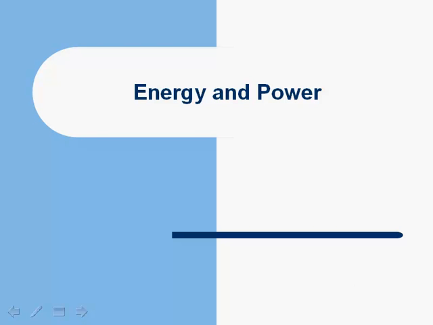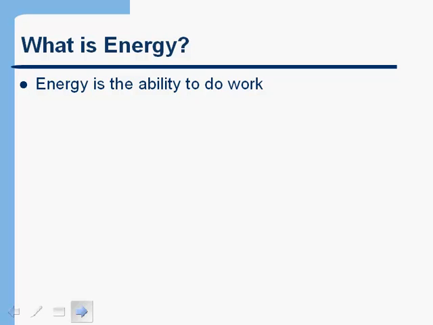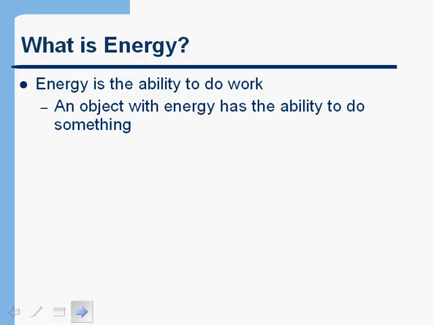Today we're going to talk about energy and power. Back at the beginning of the course, we talked a little bit about what energy is, and we said at that time that energy is the ability to do work. And before we define work, let me just say it in a simpler way, and that is that an object with energy has the ability to do something. And the precise scientific definition is an object with energy has the ability to do work. And we'll talk about what that is. But again, if you think about an object that has energy, it can do something.